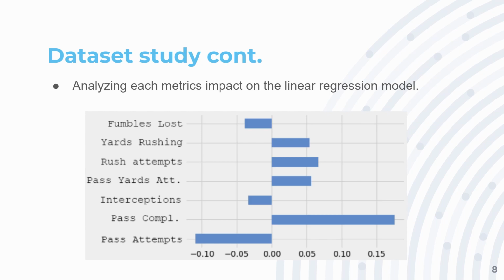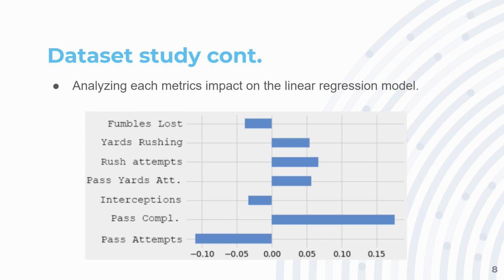This is maybe because if you're passing more often, that means you might be in worse field position where running isn't an option. So, for instance, if you constantly find yourself in fourth down and long, you can't really realistically run the ball. It was also found that rushing increases winning percentage, but only slightly.